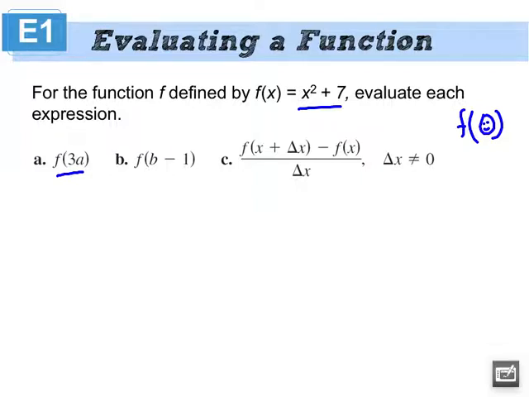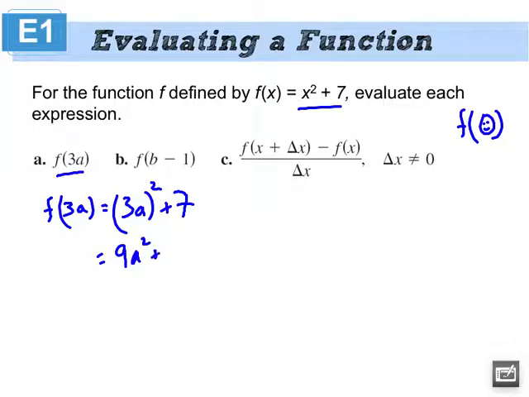So what would this be? F of 3a would be equal to? 3a squared plus 7. 3a quantity squared plus 7. That's the first step. Plug it in. Second step, evaluate. What's 3a quantity squared? 9a squared plus 7, all done. Any problems there? Easy? Good.